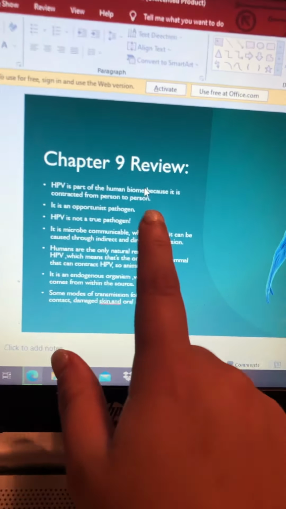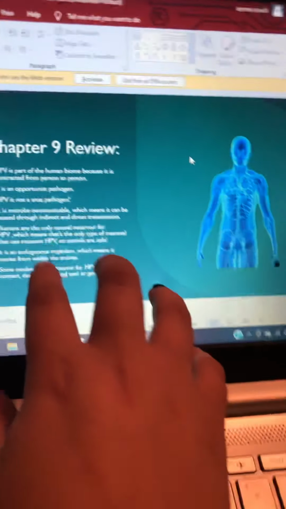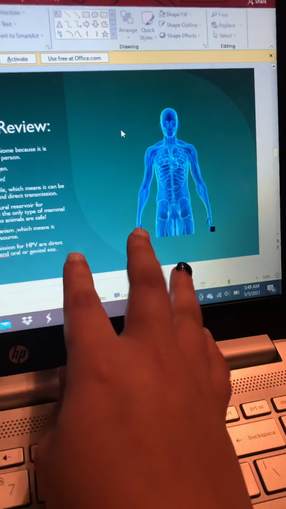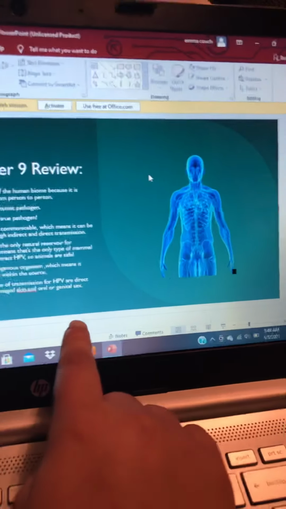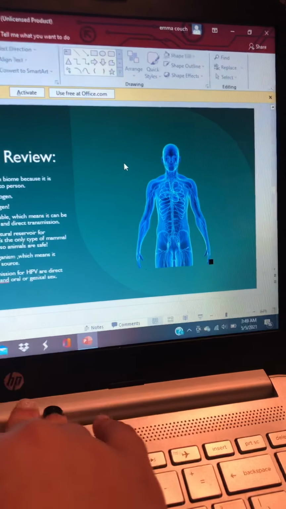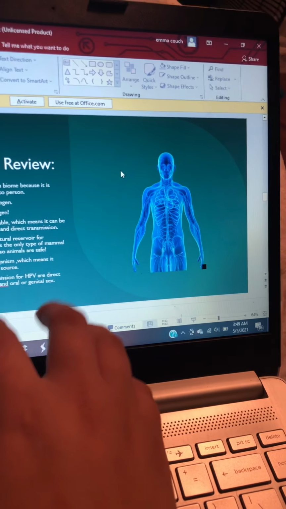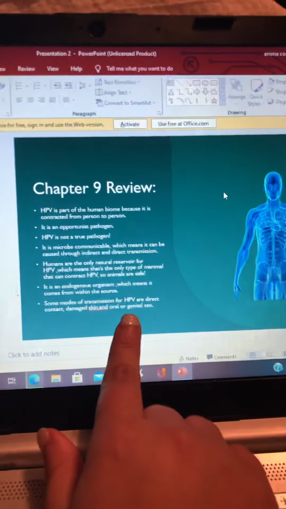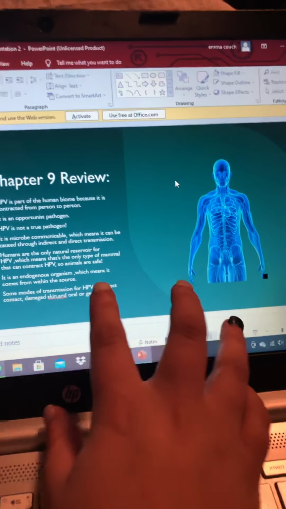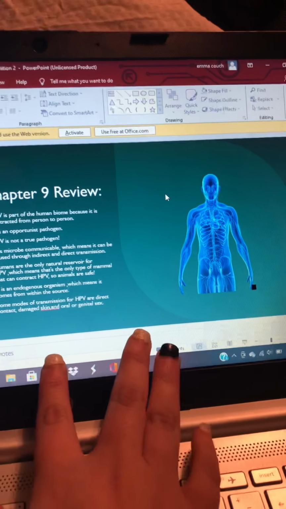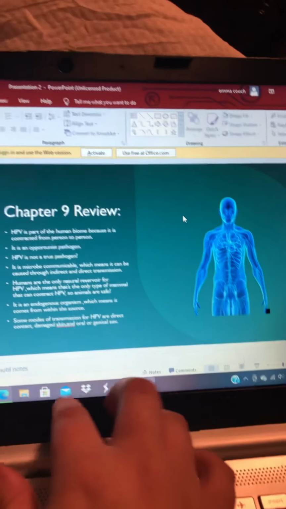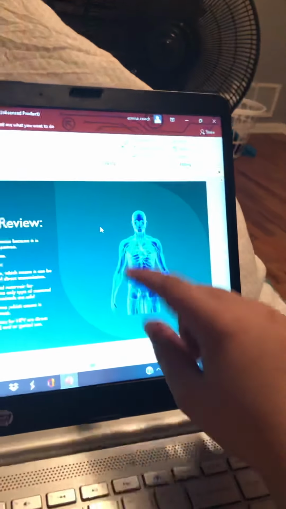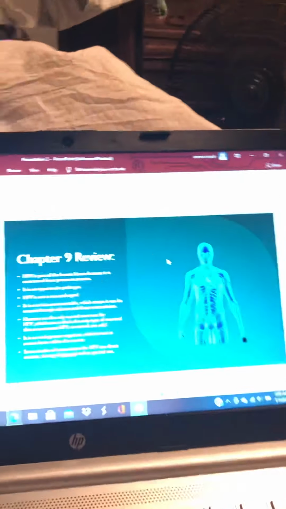And then slide 9 is to just show like a review of it, which is HPV is a part of the human biome because it is contracted from person to person. It is not a true pathogen, and it can be caused through indirect or direct contact or transmission, which means humans are the only natural reservoir for HPV, which means that's the only ones that can contract HPV, so animals are safe. It's an endogenous organism, which means it comes from within the cell, and it's just a body picture to show, but on the skin is where you get HPV.